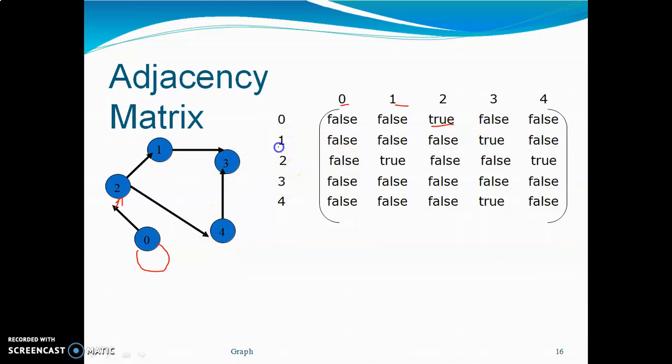Next, from 1. Vertex 1 has an edge from 1 to 3 only. There is no other edge from 1. I will check only the out edges. Then only we can call this adjacent to the second vertex. That is, 1 is adjacent to 3. So we have only one edge from 1, starting from the first vertex and ending at the second vertex. 1 to 3. So there is only an edge from 1 to 3.